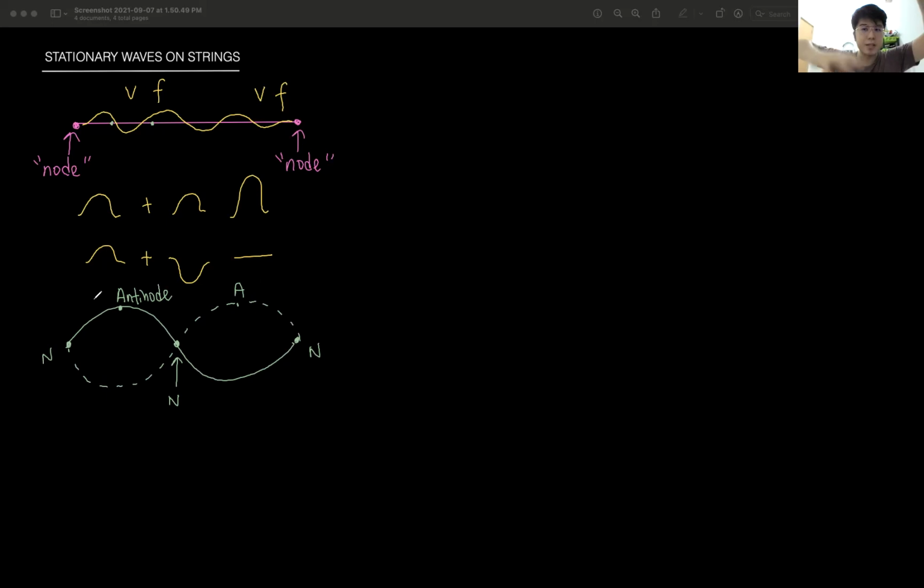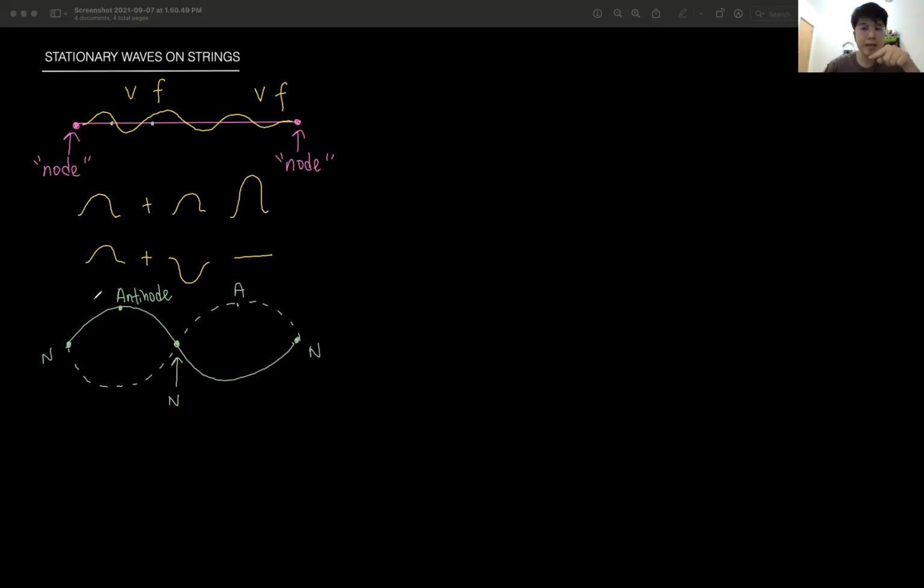Okay, as you vibrate, you see the string is dancing up and down, and it appears as if it's not moving at all. That is why we call it stationary. Okay, stationary, not moving waves. So it looks like it is not moving. The wave is not moving. It's like just dancing around like this.